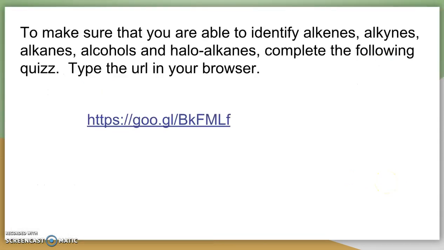Again, make sure that you are able to differentiate between alkanes, alkenes, alkynes, alcohols, and haloalkanes. Don't be frightened if these full names are given in the quiz. Remember, at this stage, you are able to identify the homologous series by looking at the last part of the name. So just apply the knowledge that you have learned up till now, and you'll be fine.